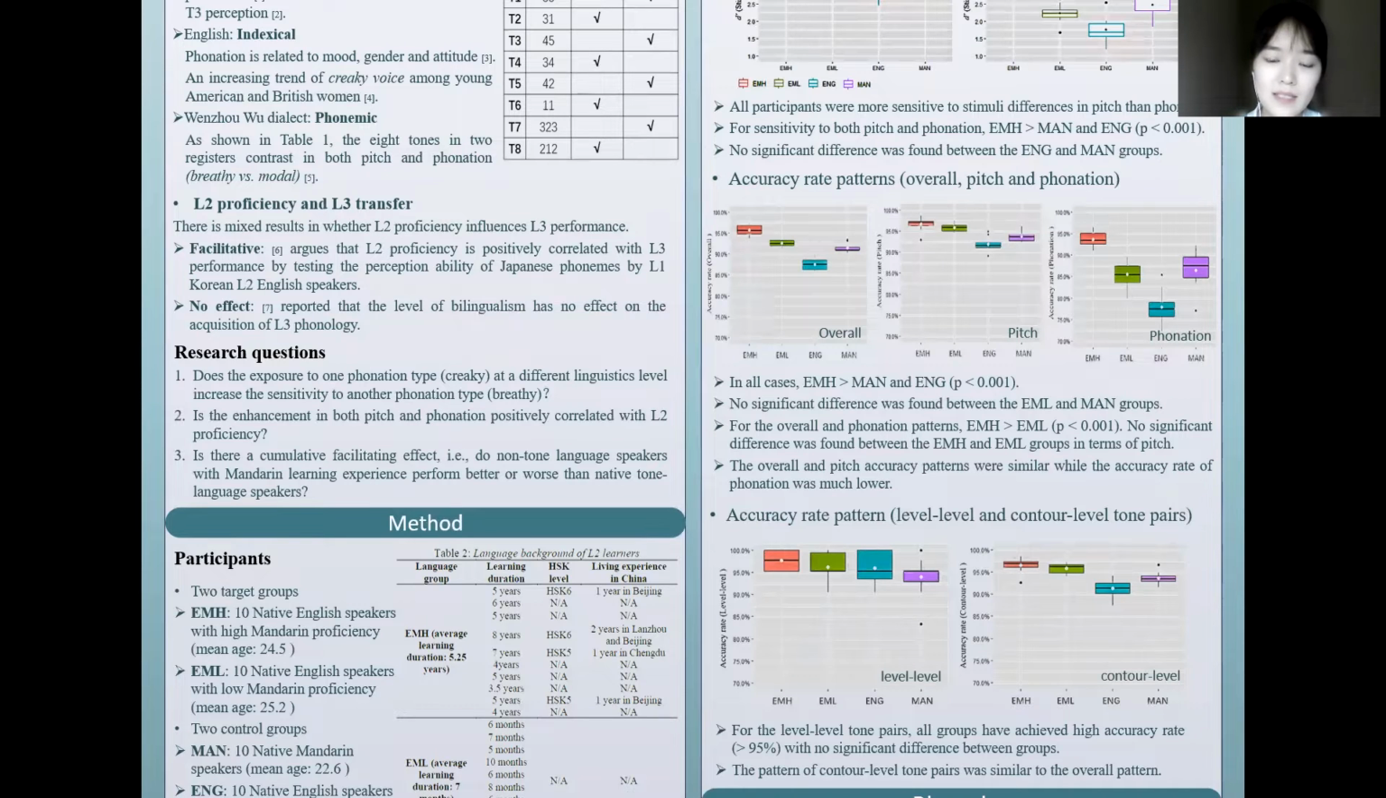Therefore, in the current study, we would like to explore three research questions. First, does the exposure to one phonation type at a different linguistic level increase the sensitivity to another phonation type? Second, is the enhancement in both pitch and phonation positively correlated with L2 proficiency? Third, is there a cumulative facilitating effect?